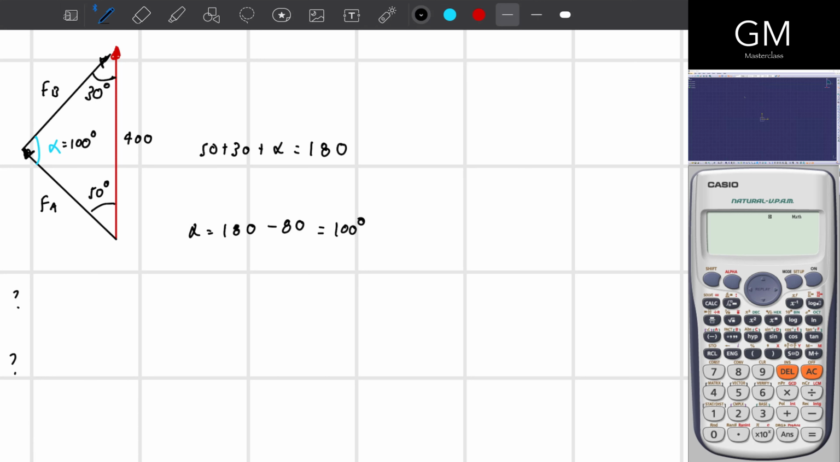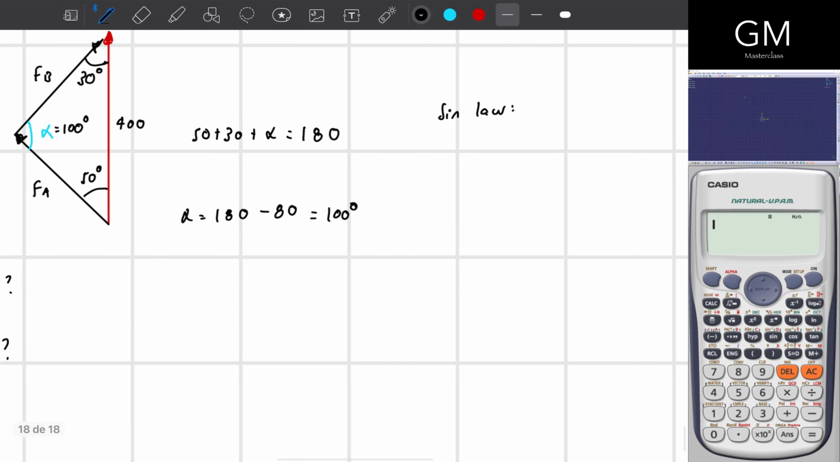Because using the sines law, what I'm going to do is to create an equivalence between the angles and the magnitude. So bear with me while I create this, and then I explain what I did. Okay, this is equal to FB divided by the sine of 50. This is equal to FA divided by the sine of 30.